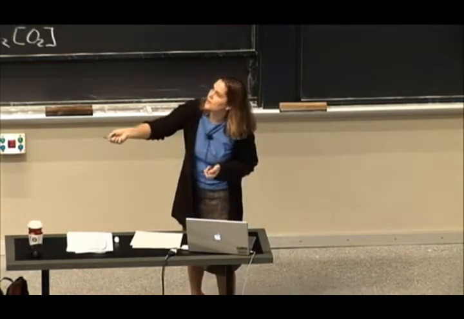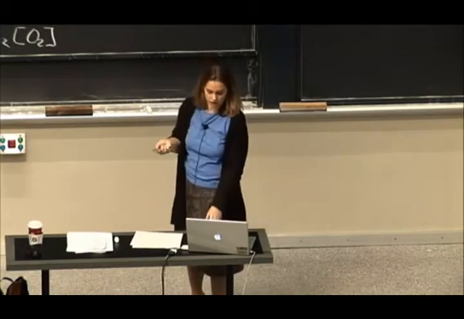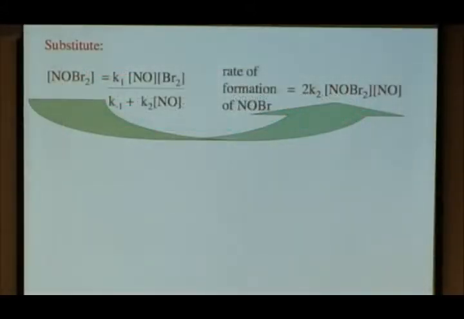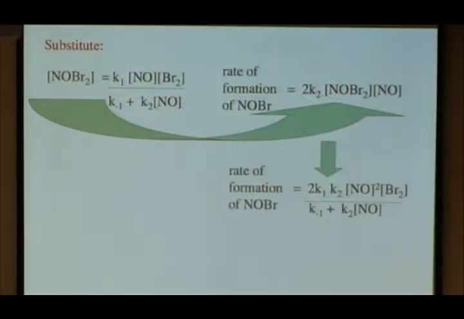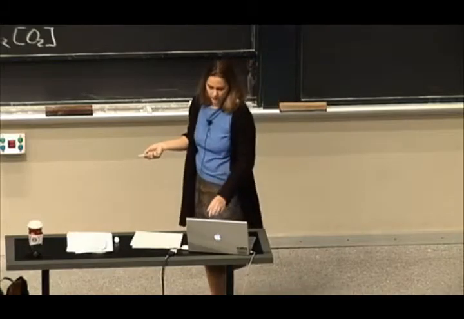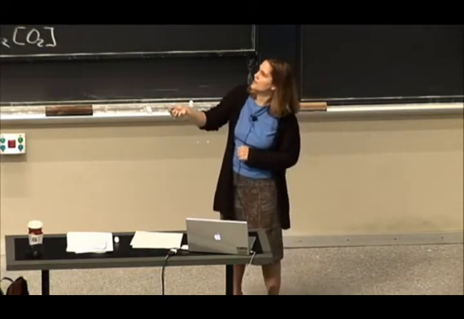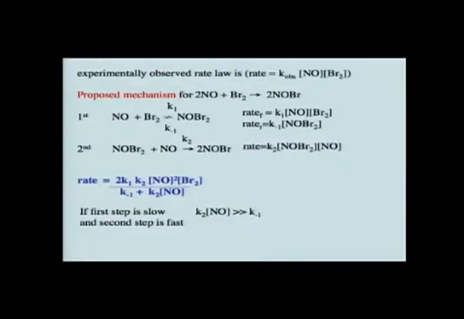So now we need to plug that back into the original equation that we had. This is what we solved for, and now we can put it into here. If you rearrange that, we have the 2, the k1, the k2, an NO here and an NO there, so it's squared, Br2 here, and on the bottom we have k minus 1 plus k2 times NO. Okay, so that's great, but that's not consistent with the experimentally determined rate law.